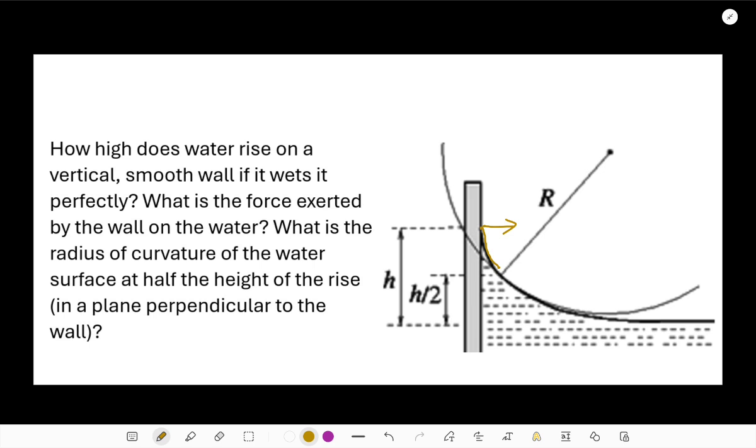What is the force exerted by the wall on the water? And what is the radius of curvature of the water surface at half the length of the rise from this level, in a plane perpendicular to the wall? So it's a kind of serious problem.